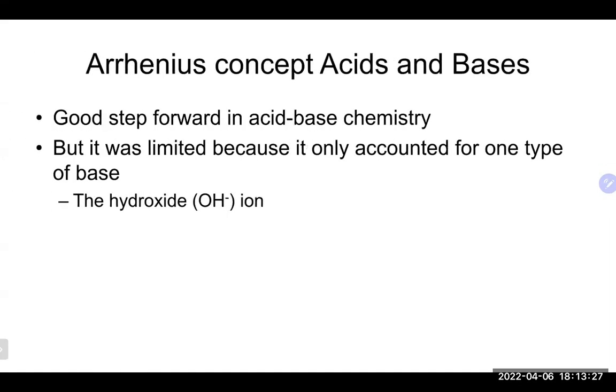So, like I said, it was a really good step forward, but he really focused a lot on just one type of base with the hydroxide. And not all bases do contain hydroxide. So a more general definition that you could apply, even to things that do not have hydroxide in them, is what a lot of people look at when we talk about acids and bases. And this is the Bronsted Lowry definition of an acid and a base.